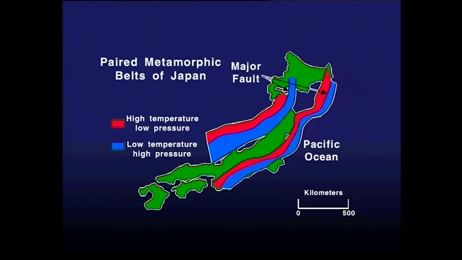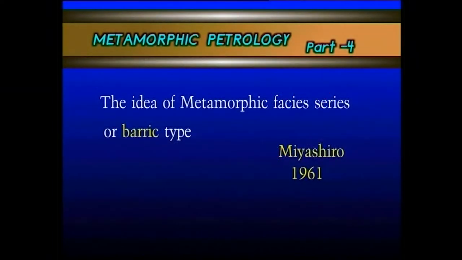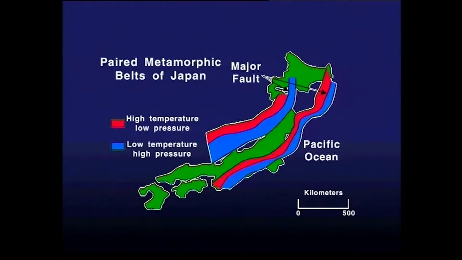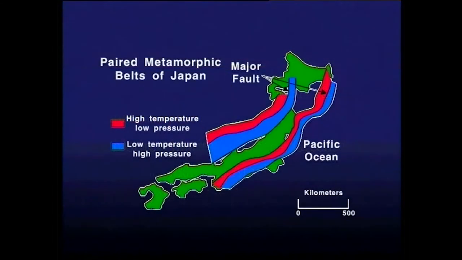To explain this, he introduced the idea of metamorphic facies series or baric type. Miyashiro in 1961 simply stated the metamorphic facies series is the sequence of metamorphic facies that are observed in a transect across a metamorphic belt. The Barrowian sequence, chlorite, biotite, garnet, staurolite, kyanite, sillimanite, that is greenschist, epidote, amphibolite, and granulite is one such facies series.